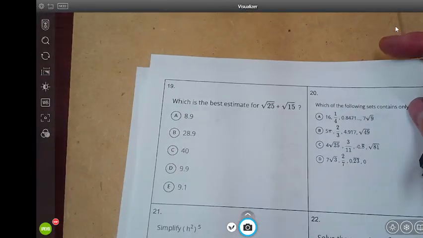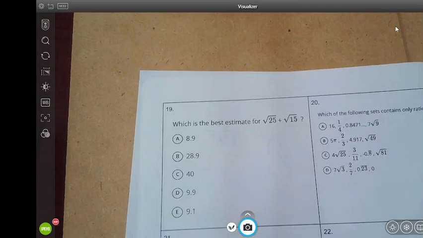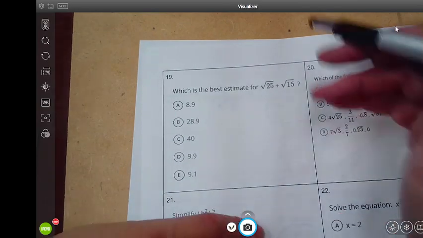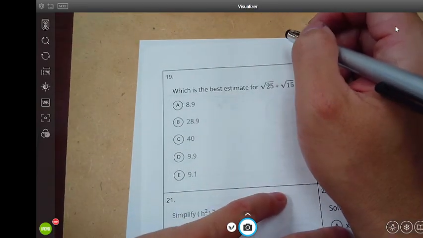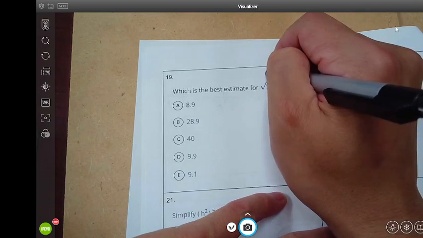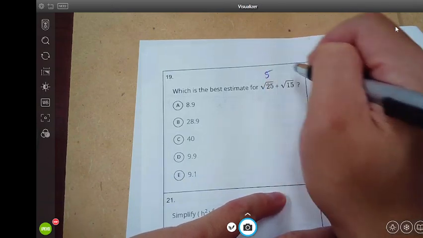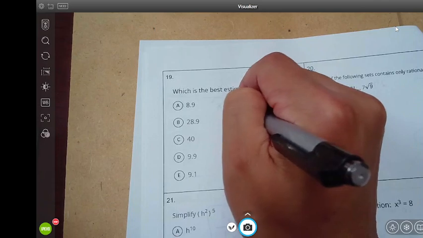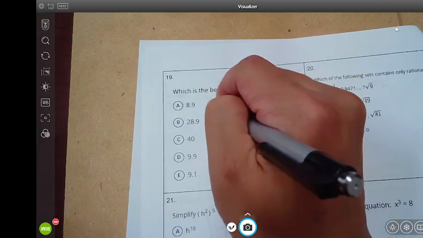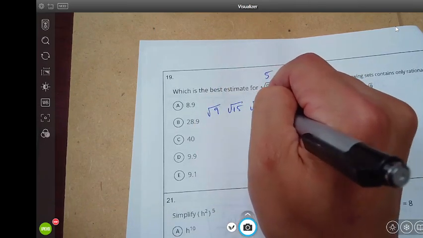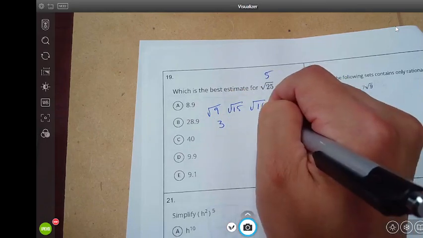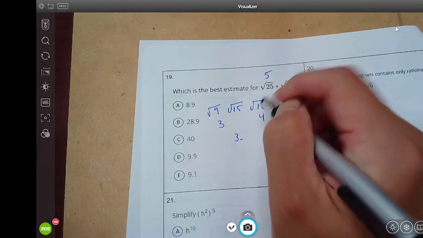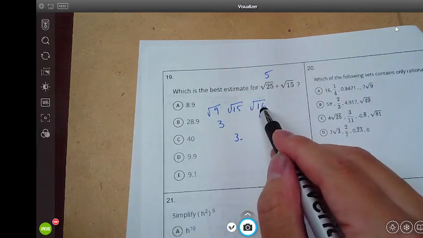All right, number 19, what's the best estimate for square root of 25 plus square root of 15? I know the square root of 25 is 5. Okay. Square root of 15 is between the square root of 9 and the square root of 16. So it's between 3 and 4. So it's 3 point something. It's really close to that bigger integer.